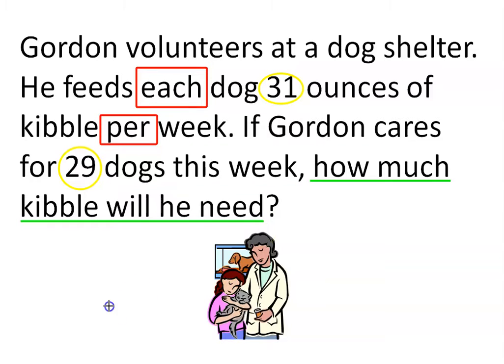So there's 29 dogs. Each dog is getting 31 ounces of kibble. I have to figure out how much kibble will Gordon need. I want you to pause the video, solve the problem first with plan, solve, check, and then resume the video to review the solution.